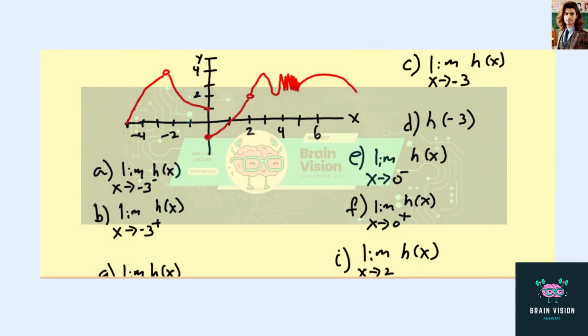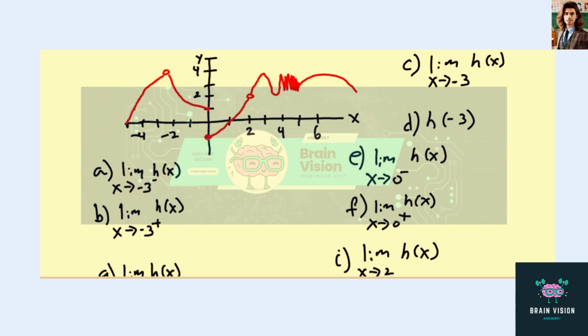So in this problem, we're given this graph for h of x, which has these discontinuities in it, and this section that's like a sine of 1 over x that just oscillates back and forth between 4 and 2 as it gets closer to 5 there. And we're asked a series of limits here. So let's look at the first one.